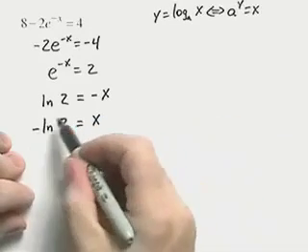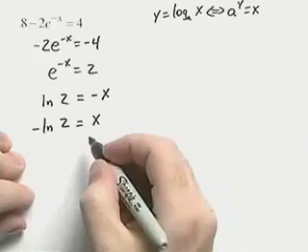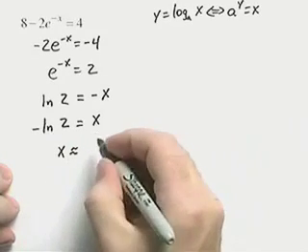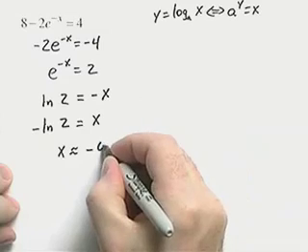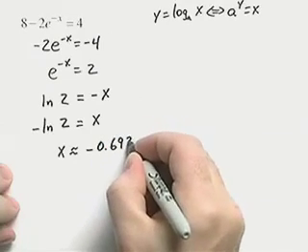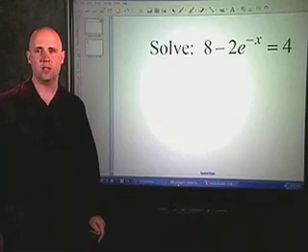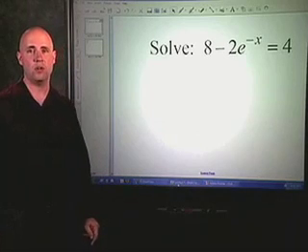Now this is the exact number, but if we'd like to put this in our calculator and approximate that, we'd see that x is approximately negative 0.693. Now that we've solved this equation algebraically, let's move to our Smartboard interactive whiteboard and solve it using a graphing utility.